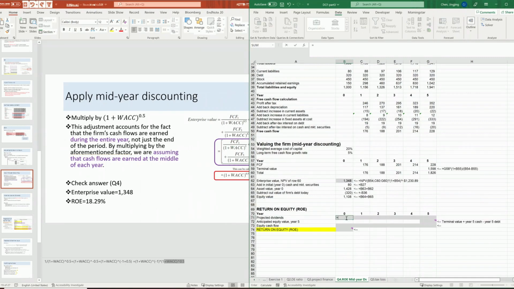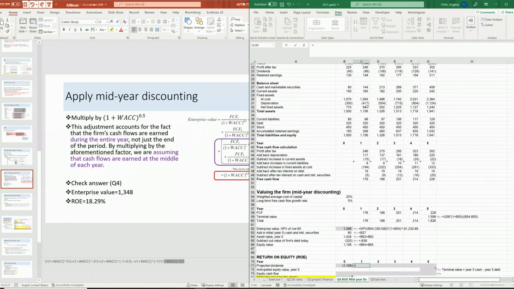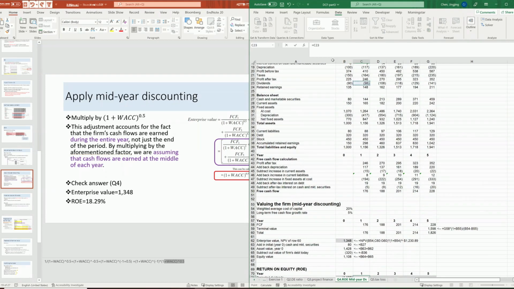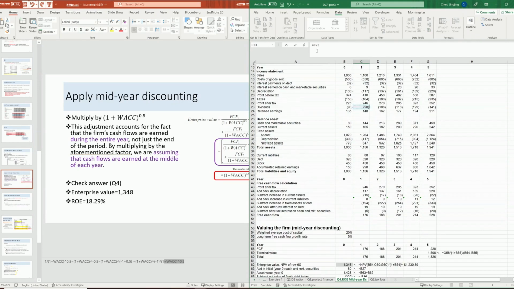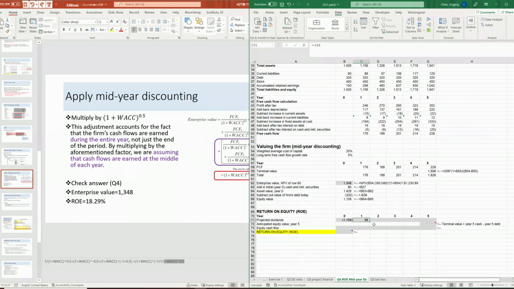So buying the firm now will cost the investors 1,108, but they will be able to receive dividends in the future. So the dividend will be here. Here, dividend in the income statement is an expense, so it's negative. But for the investor, it will be income, so it's positive. So we put a minus sign and drag it all the way to year 5.